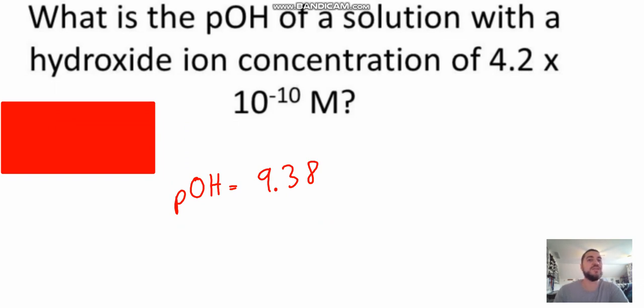A lot of people would say, okay, so it's a basic solution. Not quite. Remember, if the pH is above 7, it's basic, but this is not the pH. This is the pOH, and it is different. So right now, we really don't know how to label this solution. We just know how to calculate the pOH. There's actually another equation to get the pH from the pOH. So don't assume you can say, oh yeah, the pOH is above 7, it's automatically a base. That's not how it works.